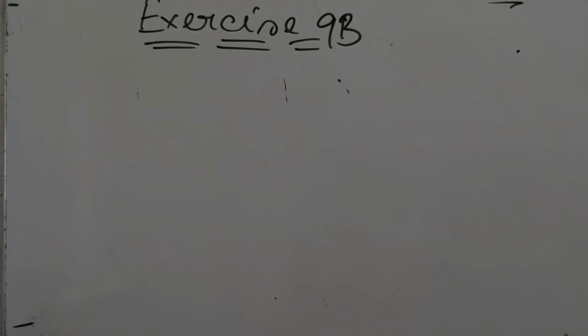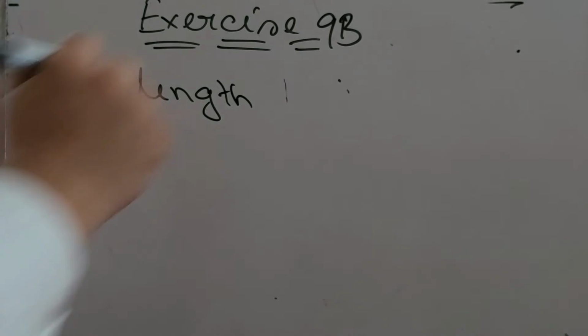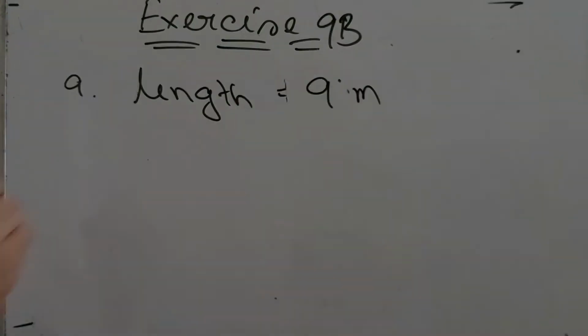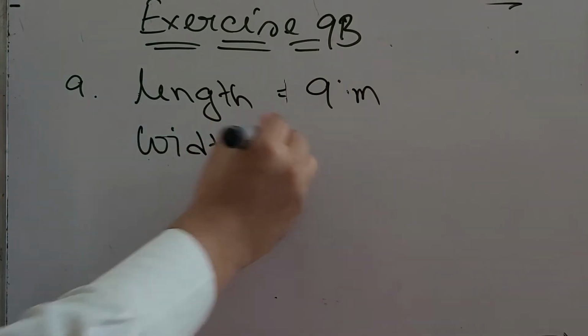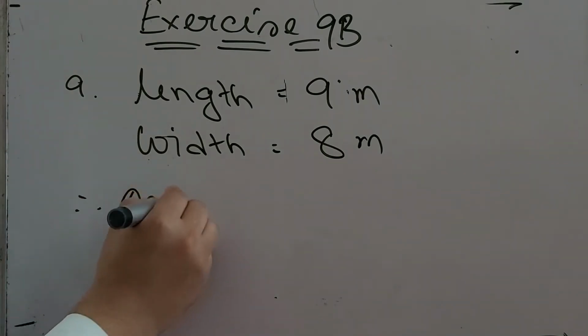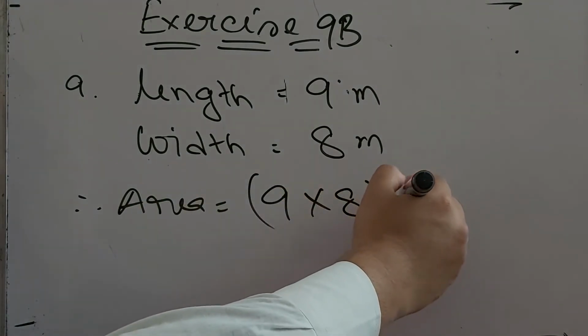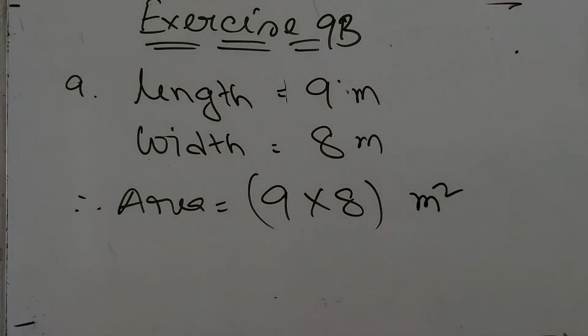Now number 9. Number 9 says find the area of a platform 9 meter long and 8 meter wide. So here we can say length equal to 9 meter, and what about the width? Width equal to 8 meter. So we already know that area equal to length into width. That means we have to multiply 9 times 8 and the unit will be square meter or meter square. So 8 times 9, that is 72 square meter. So 72 meters square or 72 square meter will be the answer of number 9.